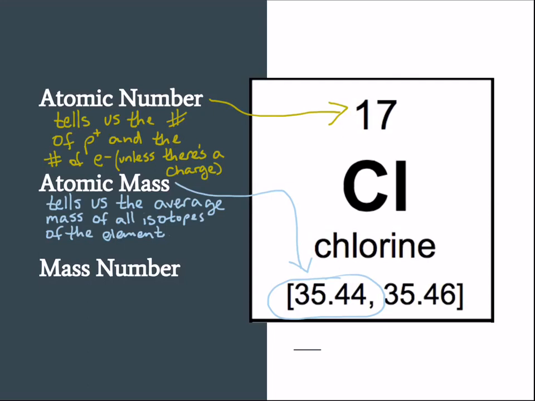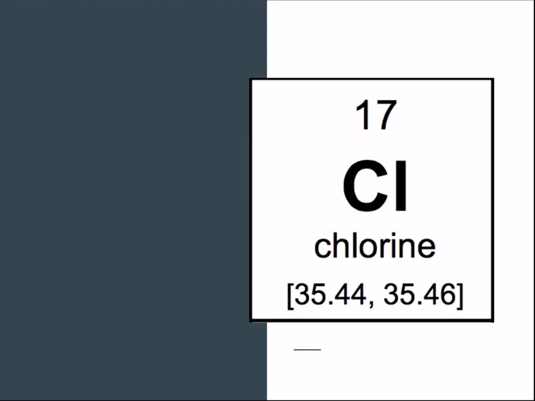One number that's not listed on the periodic table is the mass number. The mass number comes from rounding either up or down the atomic mass. And this tells us the number of protons and neutrons in the nucleus, the total number. So for chlorine, it would be 35 protons and neutrons. In fact, let's do a problem. We're going to calculate how many protons, electrons, and neutrons there are in chlorine.